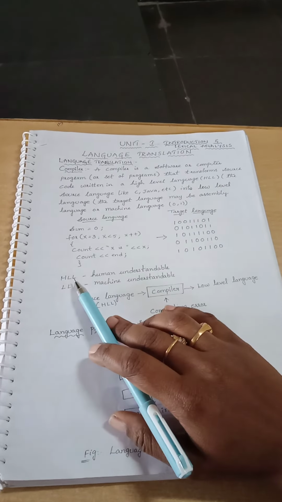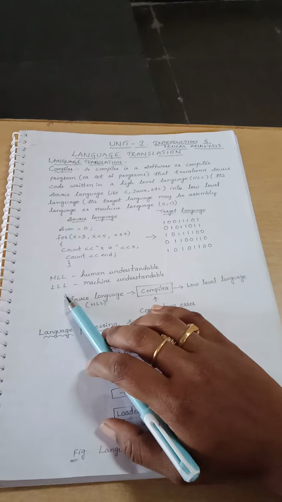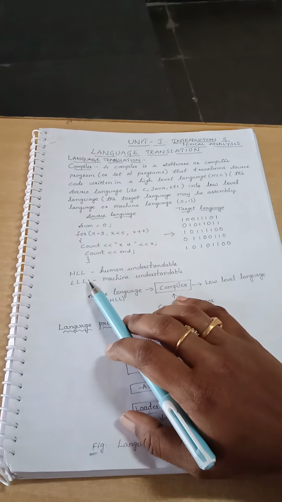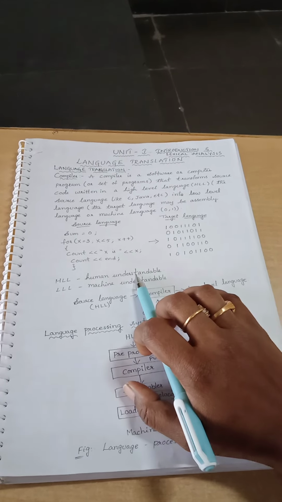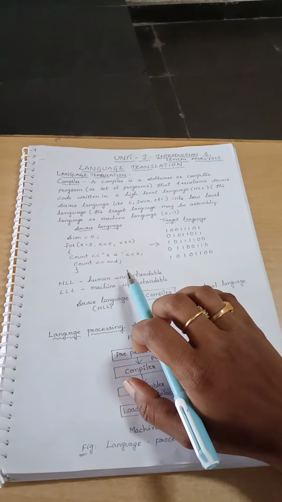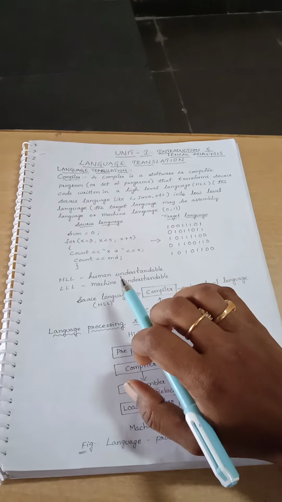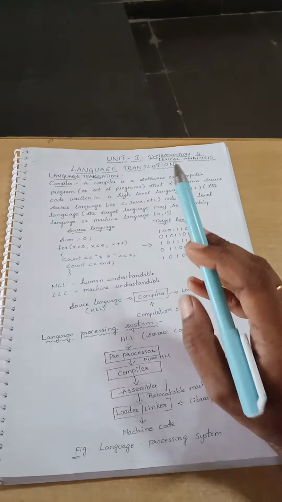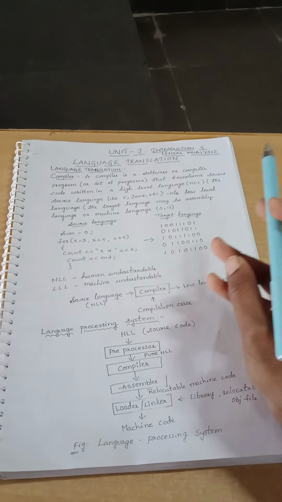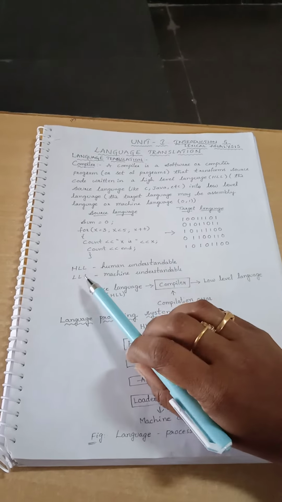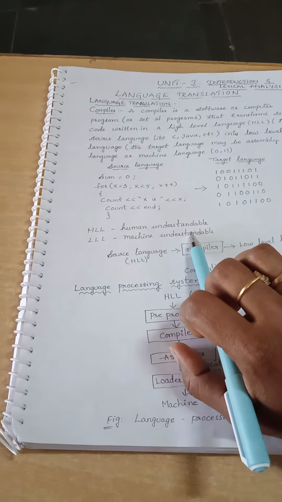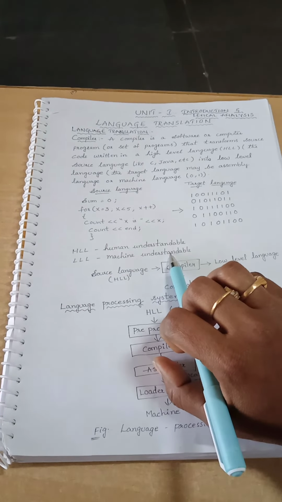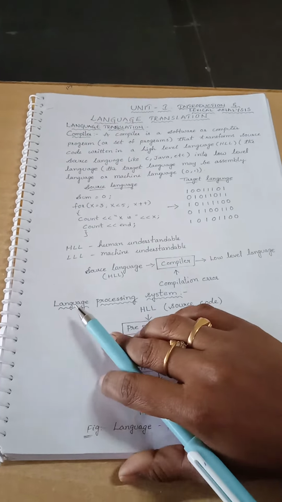So what is meant by the high level language and the low level language? High level language is understandable by humans, because we programmers write the program as a combination of English text, numerical numbers, and special symbols. A low level language is the machine understandable language, which can only be understood by the machines.